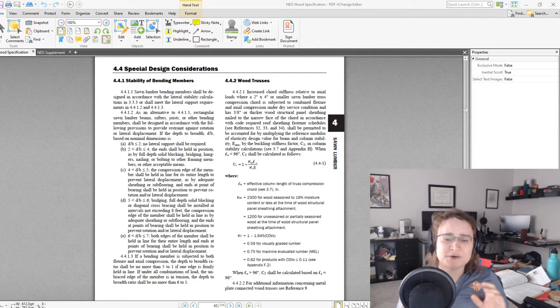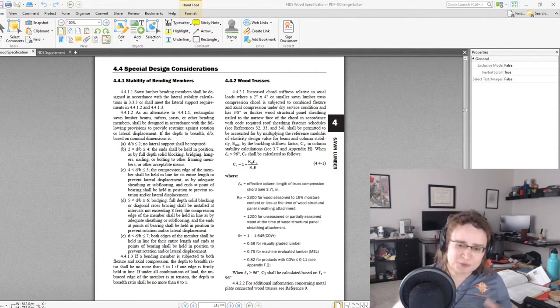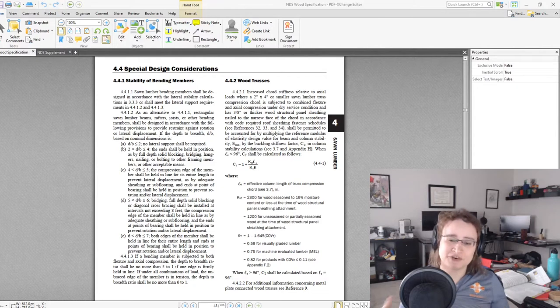So these prescriptive rules in 4.4.1.2 here follow in that tradition. Now, these rules are not directly copied from ancient carpentry practices. They do have mechanical theory and research behind them. In other words, they're not just traditional carpentry rules taken verbatim and then pasted into the code. They're designed to prescriptively provide a similar level of safety as the beam stability factor calculations.